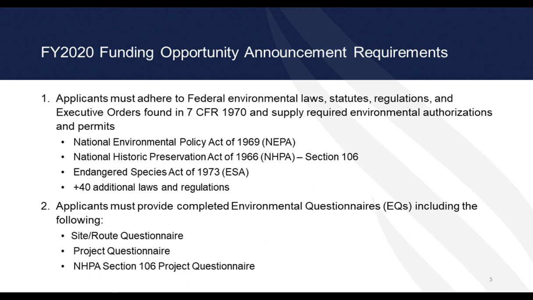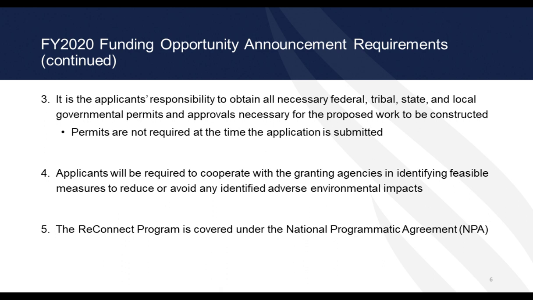The second FOA requirement to keep in mind states that applicants must provide completed environmental questionnaires, known as EQs, which consist of project descriptions for environmental review purposes. These include site and route questionnaires, a project questionnaire which captures the appropriate environmental information for the overall project, and the National Historic Preservation Act Section 106 project questionnaire, which is required when a site or route has the potential to interfere with historic properties.